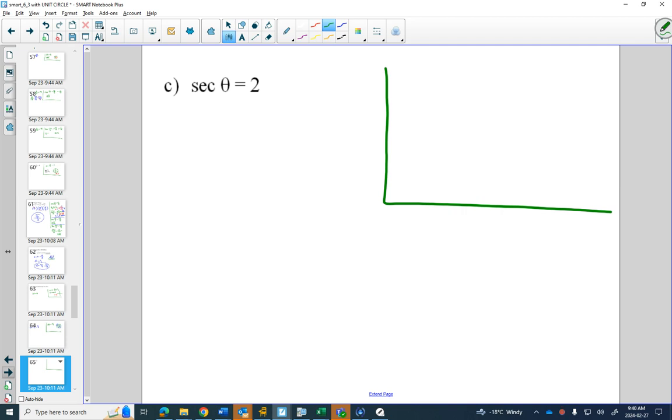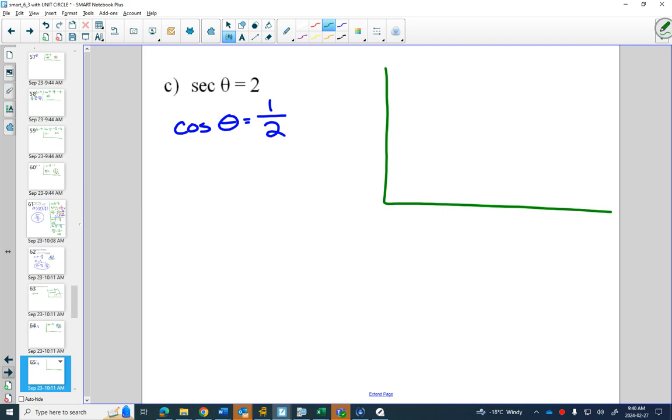If I have secant theta equals 2, even though this is part of my thinking, this would be something I would expect you to write down. So I'll write it in the blue part, not in the green thinking box. If secant theta is 2, go to your primary trig function, because you know sine, you know cosine, and you know tangent much better than you know secant, cosecant, and cotangent.